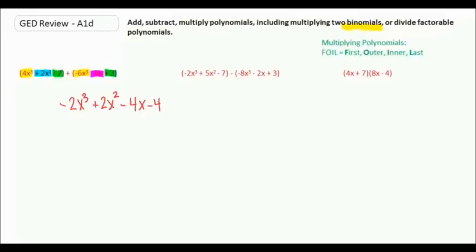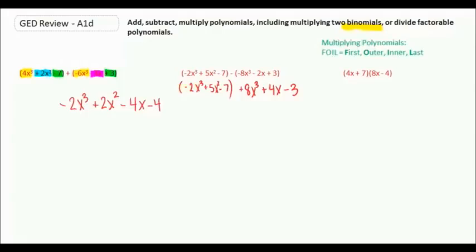Okay, here we are subtracting, so let's rewrite it. We have negative 2x cubed plus 5x squared minus 7. But now we're reversing the sign of everything in here. Minus a negative would be plus an 8x cubed. Minus a negative 2x will be plus a 4x. And then minus a positive 3 is the same thing as just subtracting 3.